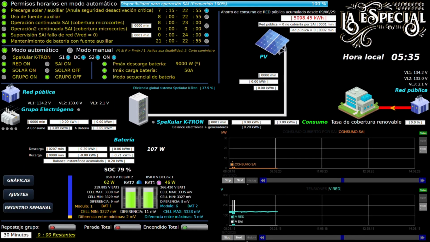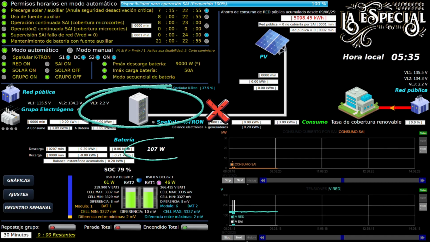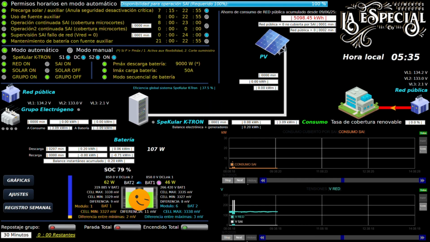This way, SpeKular TRON switches off completely, and only its intelligence core stays active. In this operation mode, the own SpeKular TRON consumption is minimum, putting thus the maximum energy in the battery aside in case any critical situation happens. The consumption is then directly connected to one of the auxiliary backup sources, usually the public electric grid, and SpeKular TRON stays in monitoring status just in case a grid outage or failure occurs.